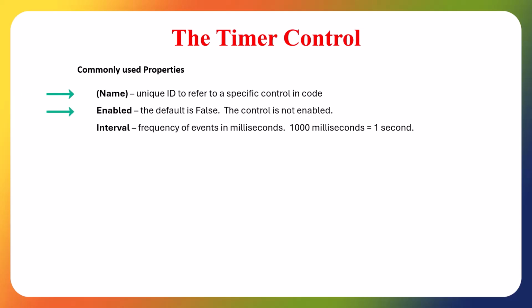The Enabled property. The default is false. The control is not updated. Nothing fires until you enable it. The Interval is the frequency of events in milliseconds. 1000 milliseconds equals 1 second. You set this amount to control how often the timer will fire.